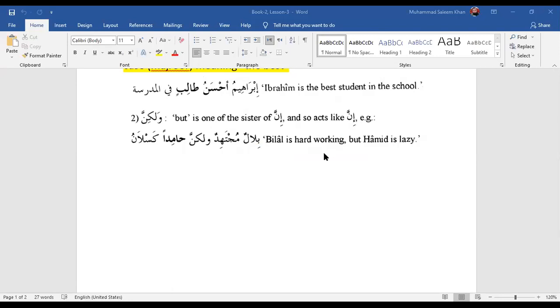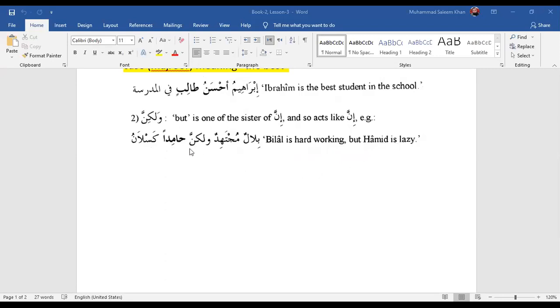For example, we say Bilalun mujtahidun walakinna hamidan kaslanu. Hamidan, why hamidan? Because ismu inna will be mansub, like inna Allaha, if you remember that example. So that's why hamidan kaslanu. So Bilal is hardworking, but Hamid is lazy.